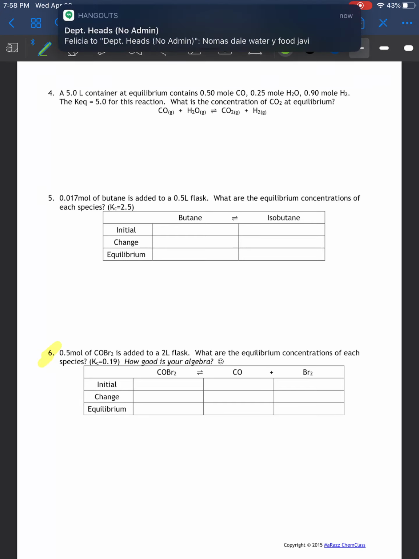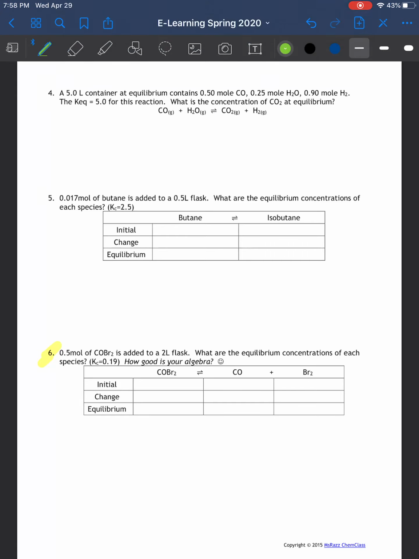It says, okay, so it says I have 0.5 moles of COBr2 is added to a 2-liter flask. What are the equilibrium concentrations of each species, having an equilibrium constant equal to 0.19? Okay, so first thing, I have our reaction.